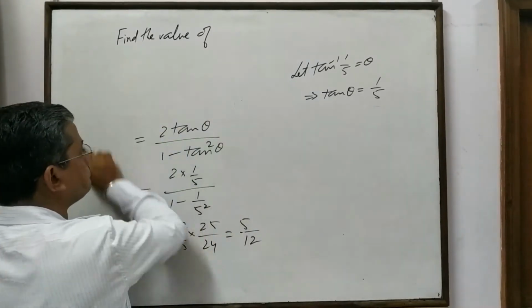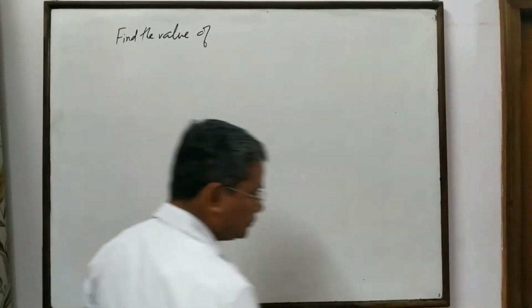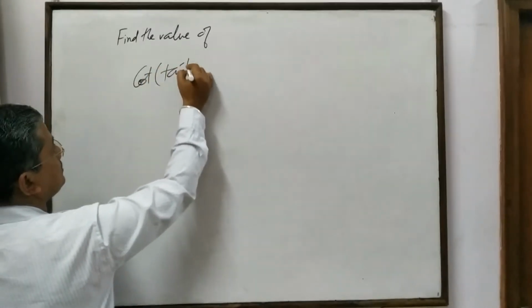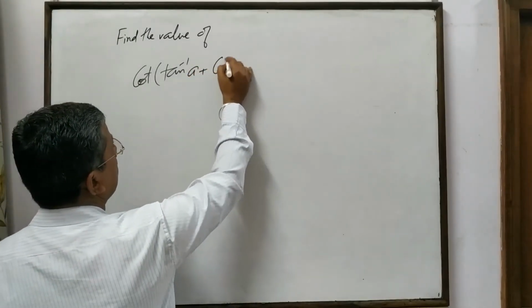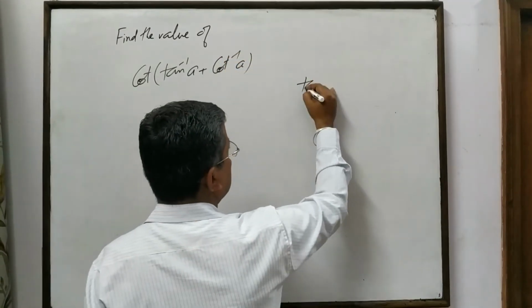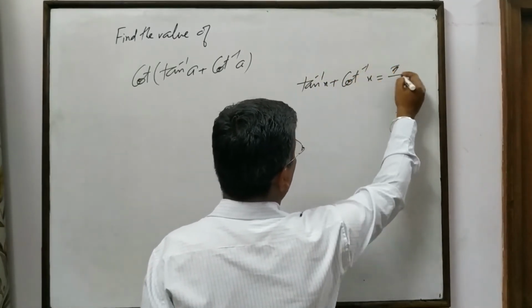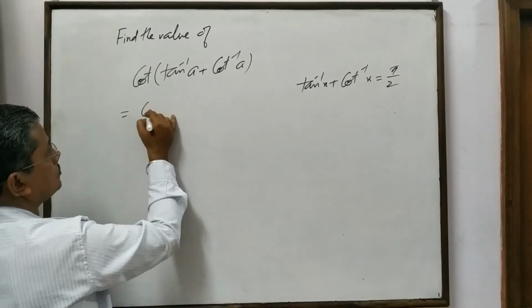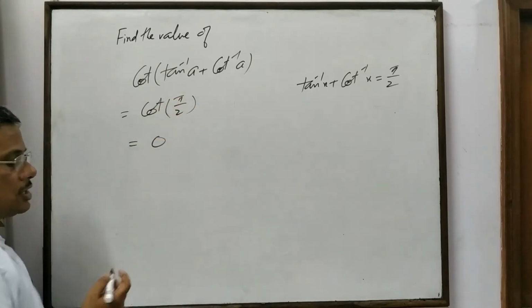Another question. Find the value of cot of tan inverse A plus cot inverse A. Now we have done a property yesterday that says tan inverse x plus cot inverse x is equal to pi by 2. So quite simple, tan inverse A plus cot inverse A is pi by 2. So this is cot of pi by 2. Now cot pi by 2 is 0. So your answer is 0.